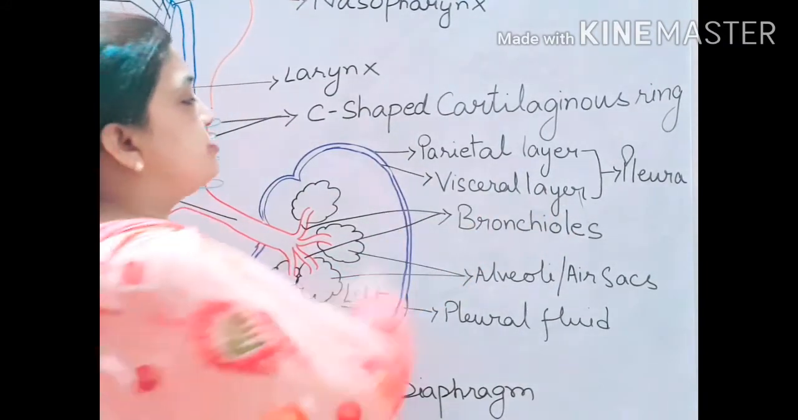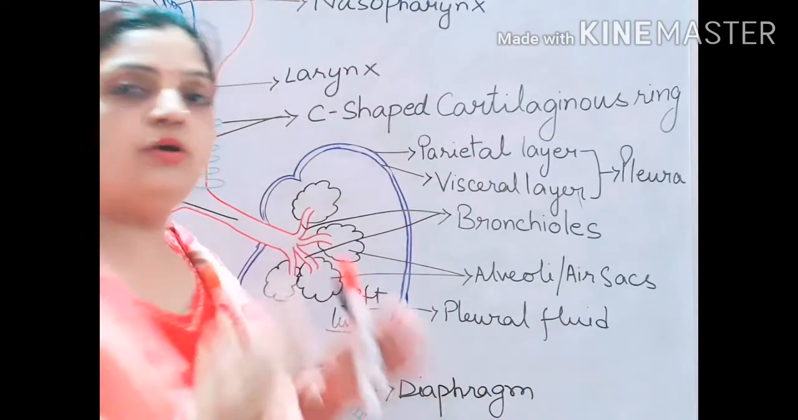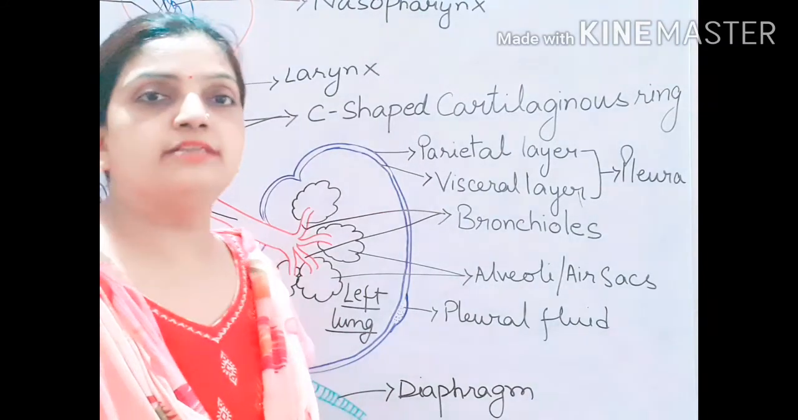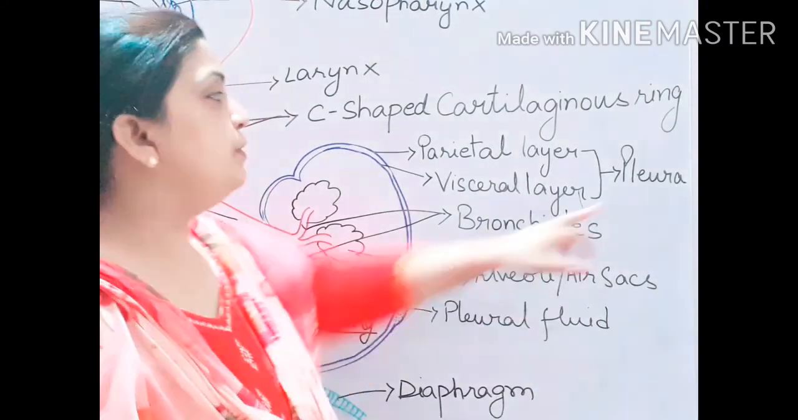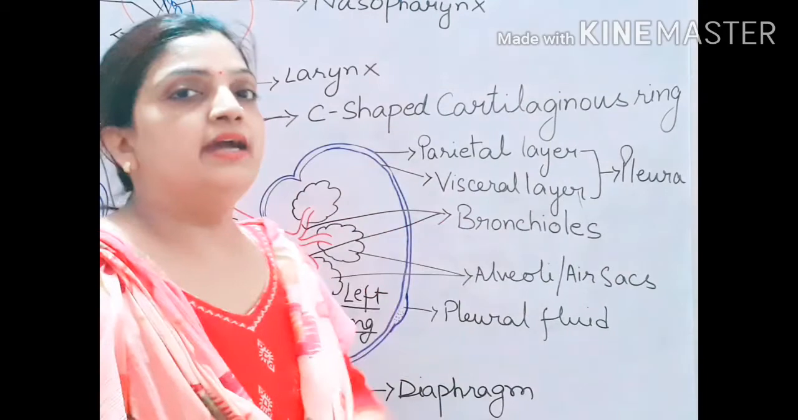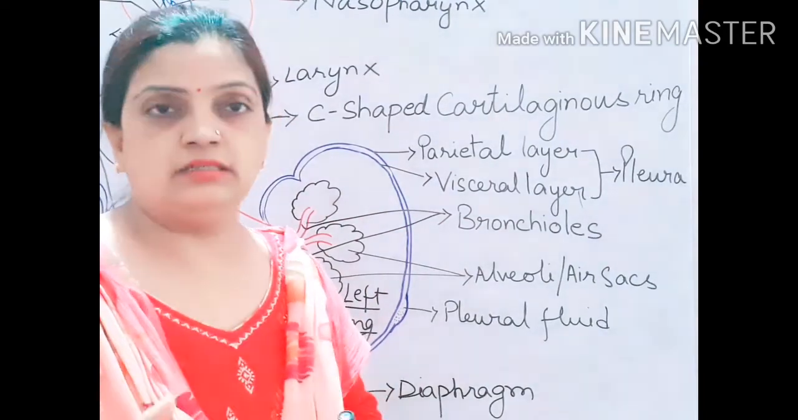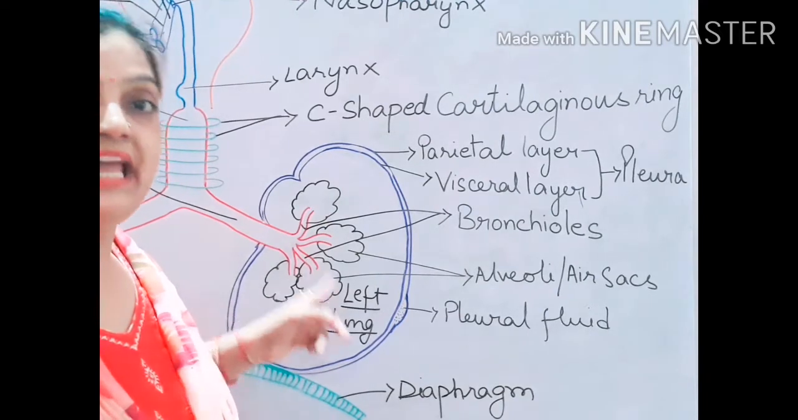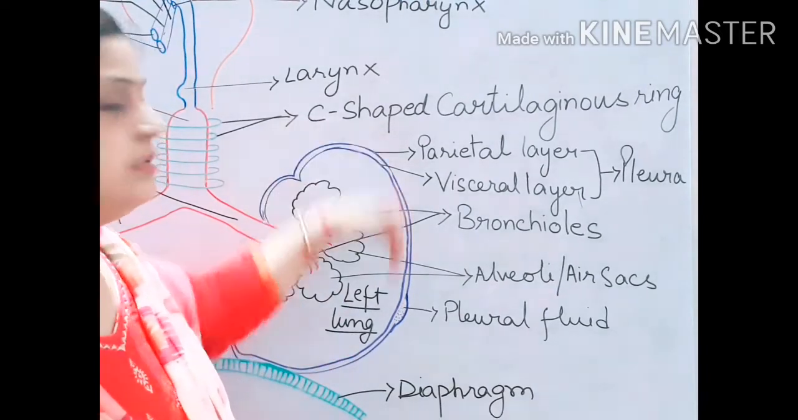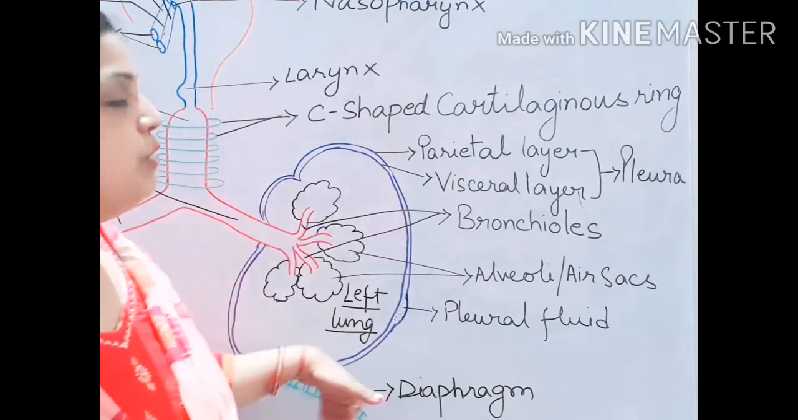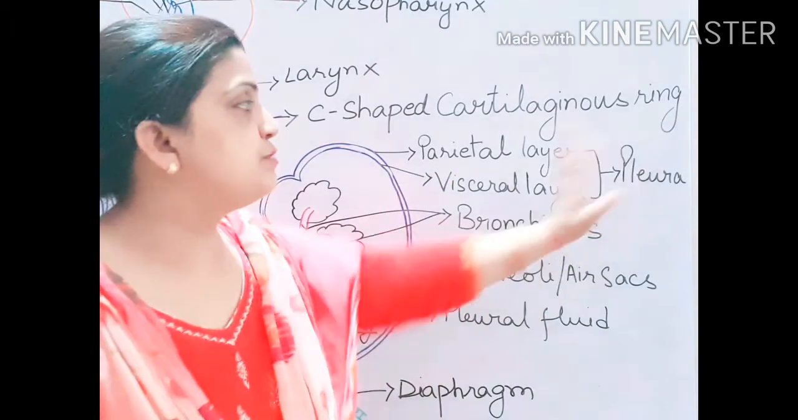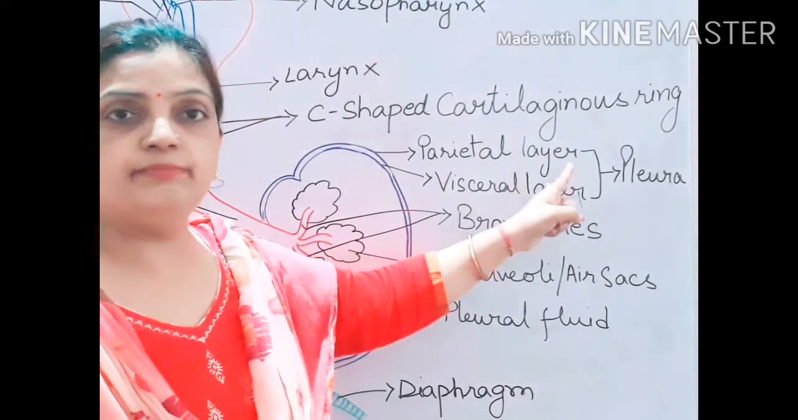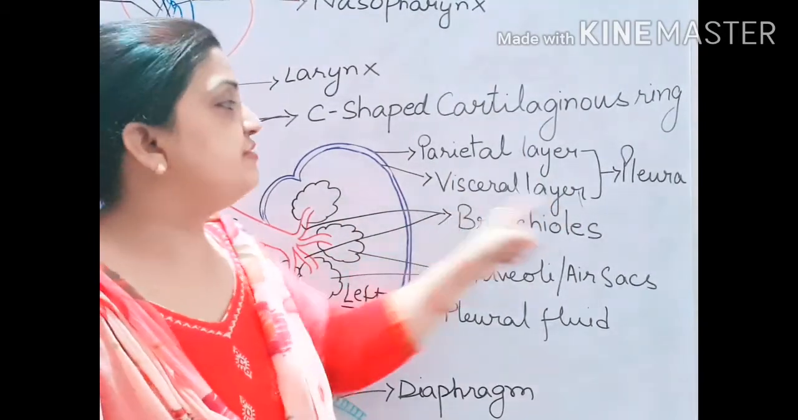Now these two layers make the wall of the lungs, and this is called pleura, or it is also called pleural membrane. So the pleural membrane or pleura is the outer wall of the lung. The internal parts of the lung like bronchioles and alveoli are protected by an outer boundary. So this outer wall of the lung is called pleura, and pleura is made up of two walls, that is the parietal layer and the visceral layer.